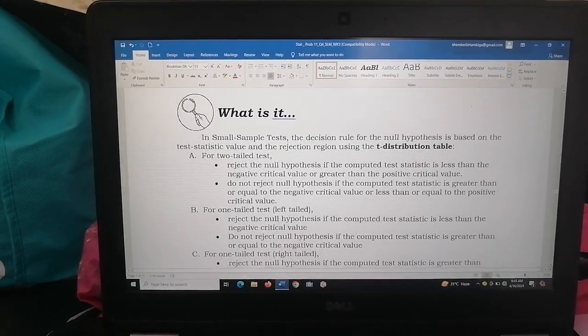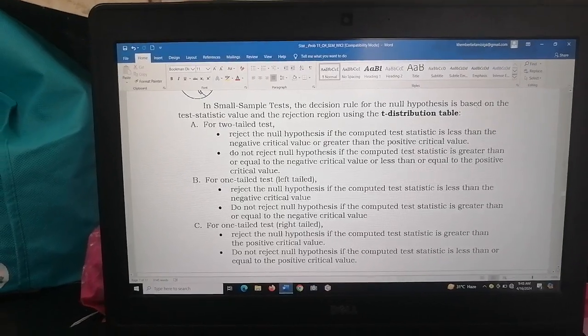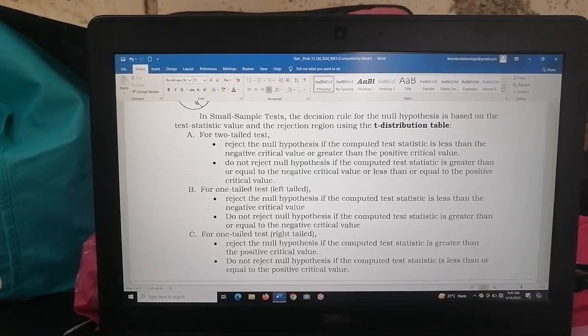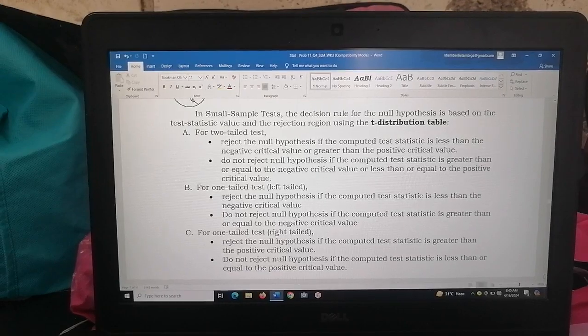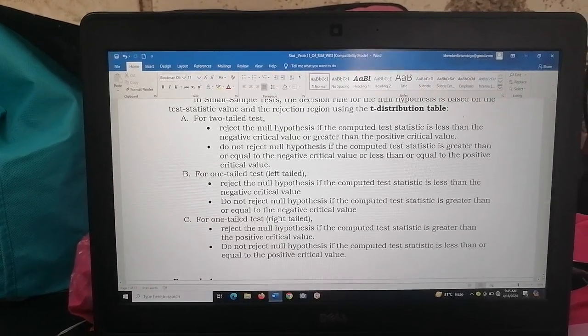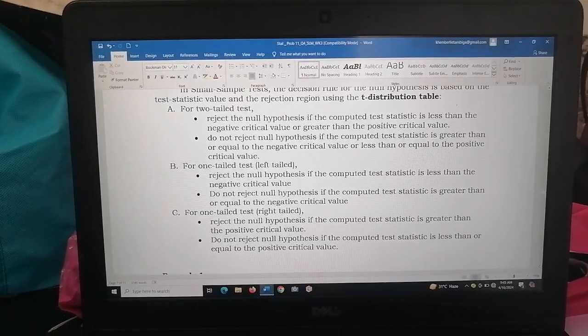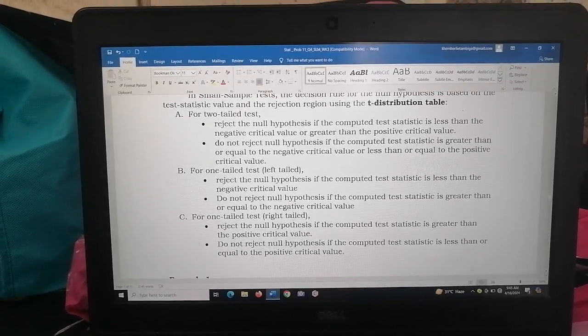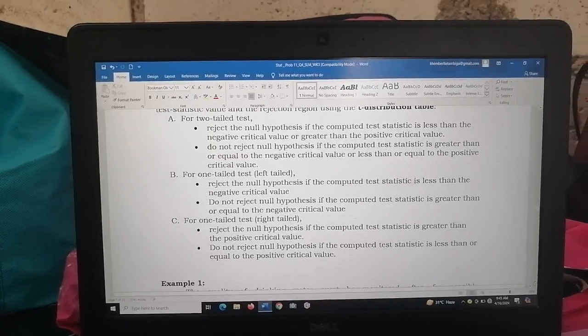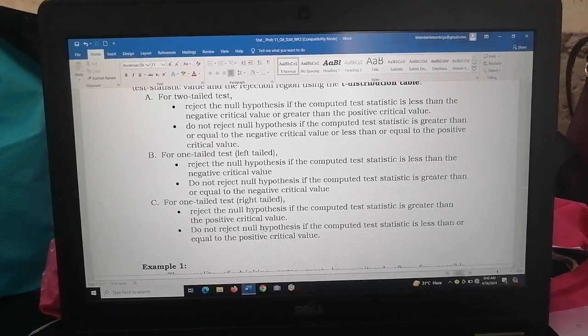So, in small sample tests, the decision rule for the null hypothesis is based on the test statistic value and the rejection region using the t-distribution table. For two-tailed tests, reject the null hypothesis if the computed test statistic is less than the negative critical value. I will not discuss it further. What you need to remember is whether it falls in the shaded part.